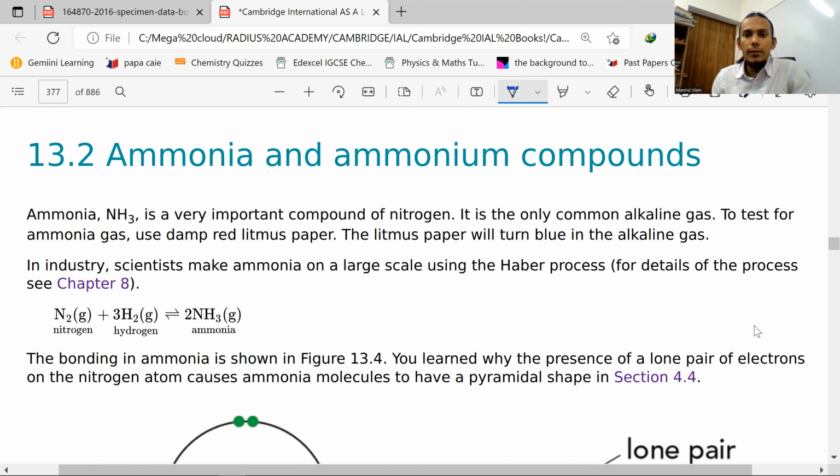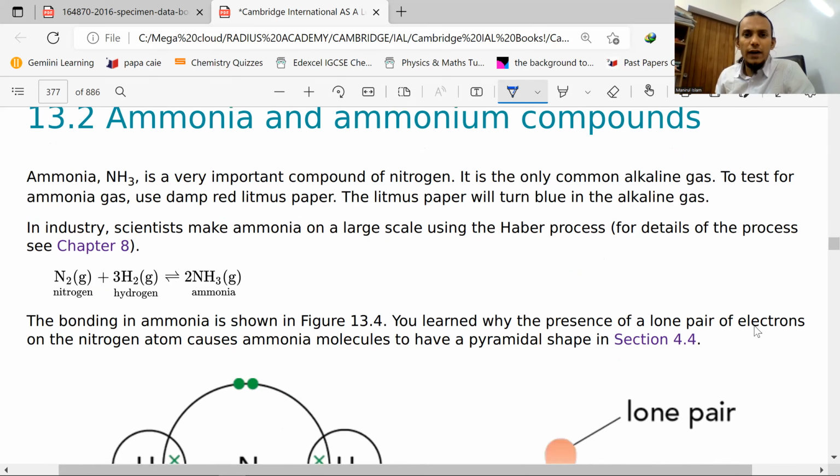Now, ammonia and ammonium compounds. See, ammonia is very important because it gives you fertilizer. It is a common alkaline gas, basically the only alkaline gas we studied in O levels, right?